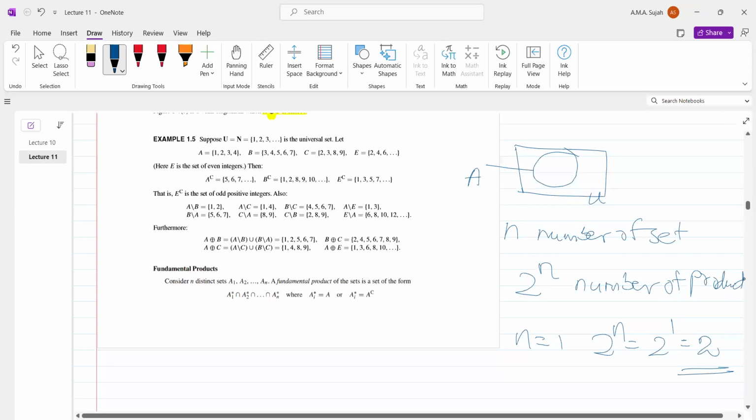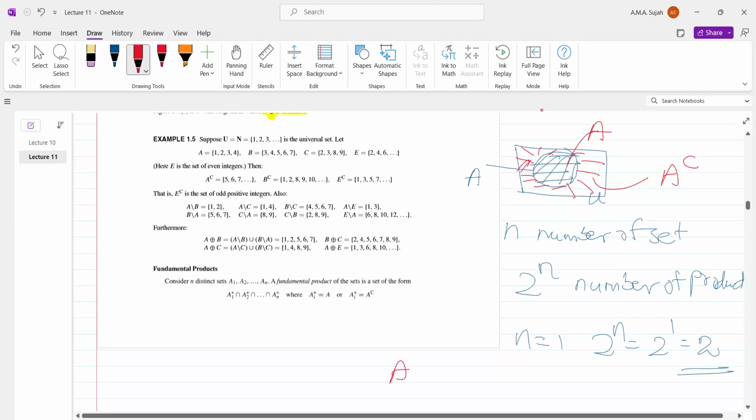What are the two sets? One set, this area. This, the circle area, we can say one set, one portion, one unique set. The remaining area, this area, we can say another set. So in this situation, we can say this one is A, and this area we can say A complement. So we have two products.